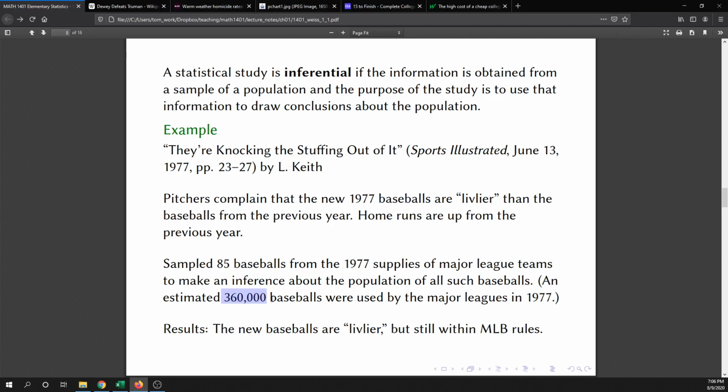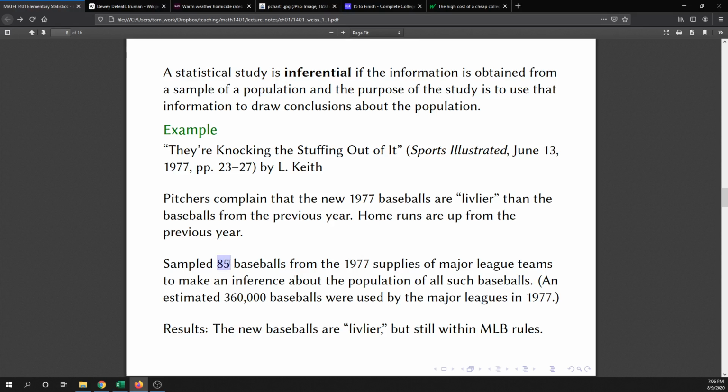In a particular season, there are about 360,000 baseballs that are used by Major League Baseball. That's too many to test every single baseball to see if it's livelier. So what they did was take 85 baseballs and test those in a lab to see if they bounce more than the other balls when dropped from a certain height. And that's an example of an inferential study.